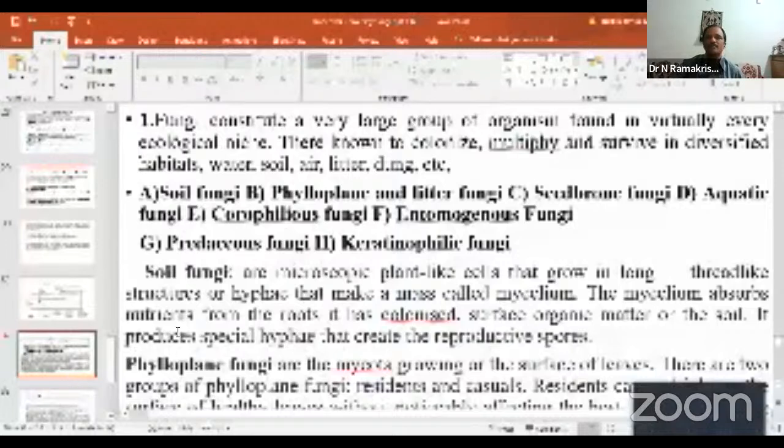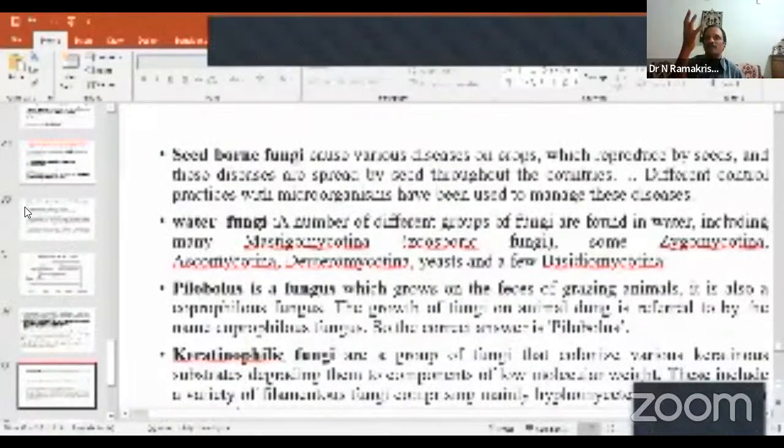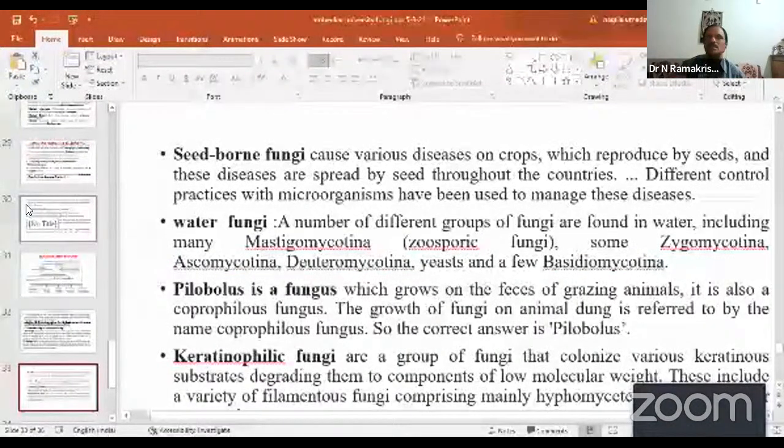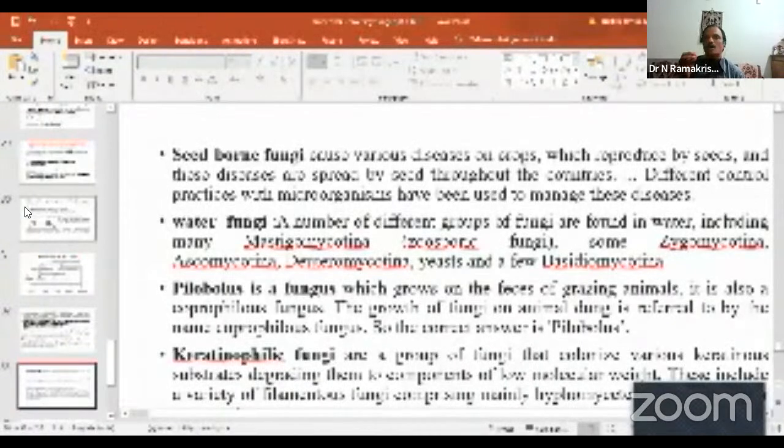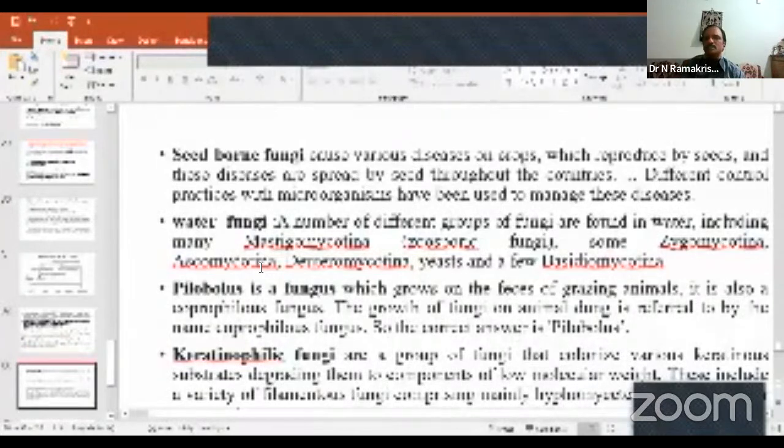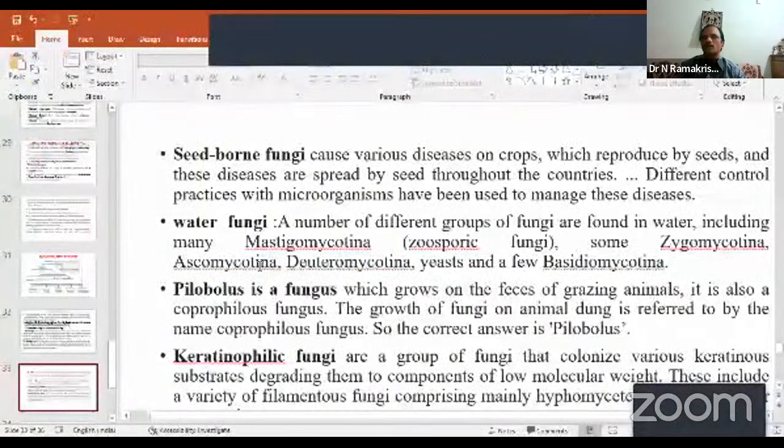Next one is seed-borne fungi. Seed-borne fungi produce different types of spores. Various diseases in crops are produced by seeds, and these diseases are spread by the seed throughout the countries. Different control practices with microorganisms have been used to manage these diseases. Then aquatic fungi, water fungi: the fungi growing in the water, belonging to Zygomycotina, Ascomycotina or Basidiomycotina. So all these fungi grow in water.